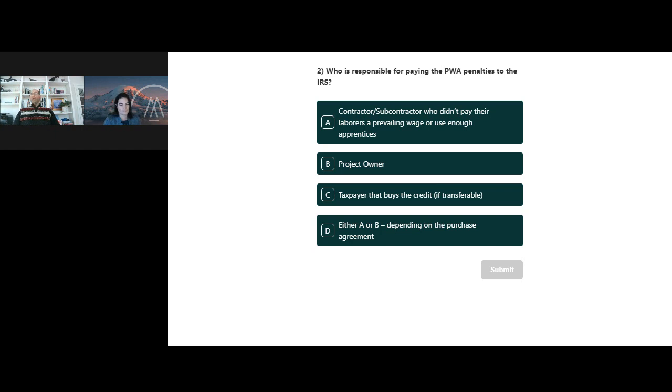As we're waiting for these answers to come in, a question did come in regarding the 1 megawatt or less exception to not meet the PWA requirements, and whether or not that was measured in alternating current or direct current, or AC or DC. And the code is clear that it's measured in AC, or alternating current.